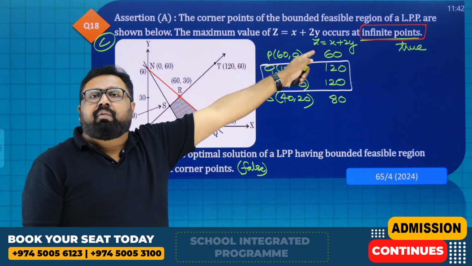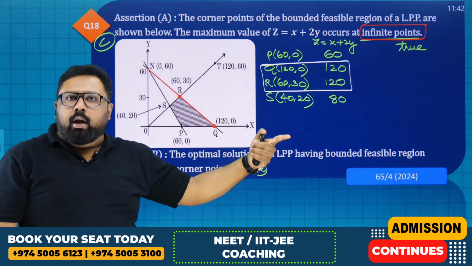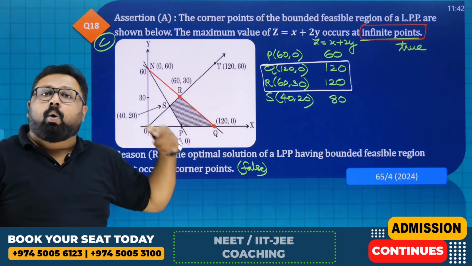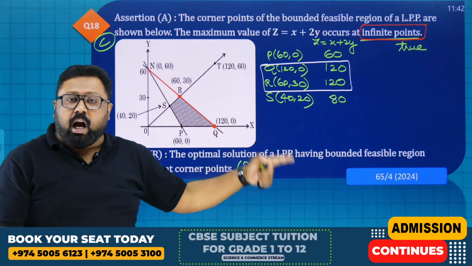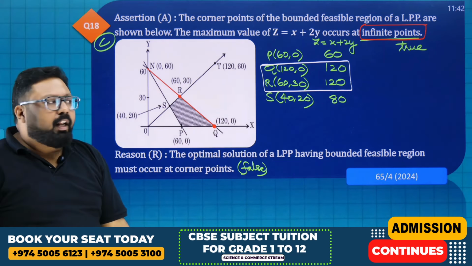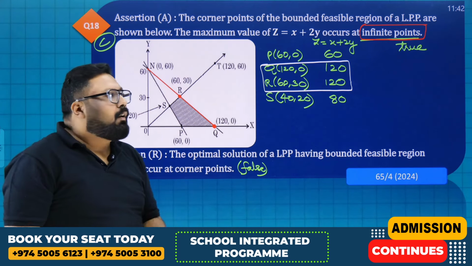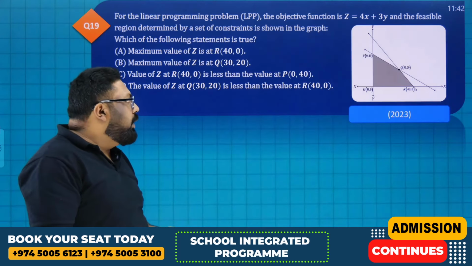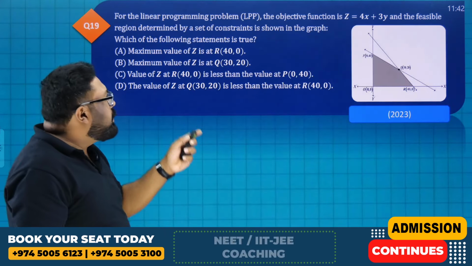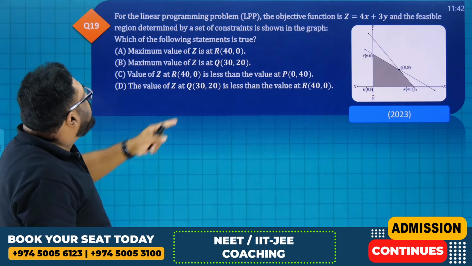In the case where there are infinite solutions, the optimal solution can occur at corner points, but also at other infinite points on the line. Clear, my dears? So moving on. The answer is option C. A is true and R is false. With this, I think we have concluded the 1 mark questions in assertion reason. Only one question came throughout this. So let's continue with the MCQ now.